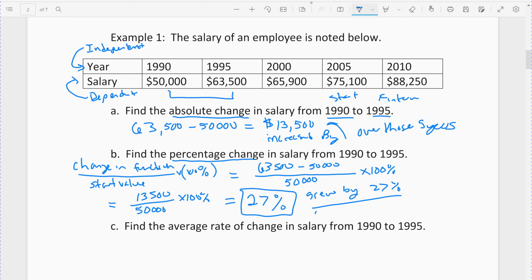It's compared to 1990, the starting time. So the 27% is 27% higher than the 50,000. It'd be 27% of the 50,000 that we add. If you actually took 27% of 50,000, it would come out to that 13,500.